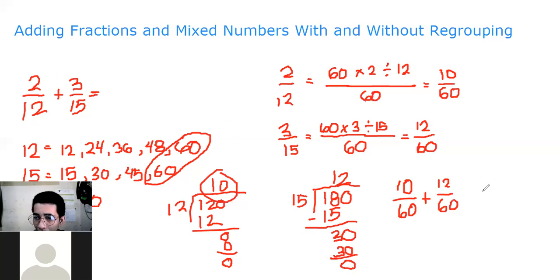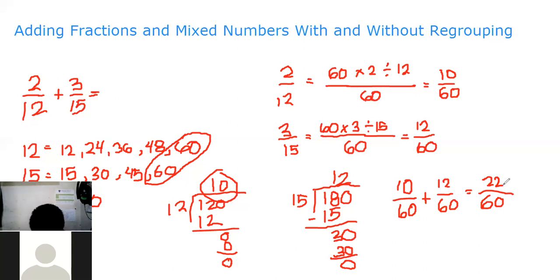Then, equal natin sila. Copy the denominator since same denominator na naman sila. Then, 10 plus 12, si numerator lang yung pinagpa-plus natin. 10 plus 12, that is 22. Okay. May lowest term pa sila.